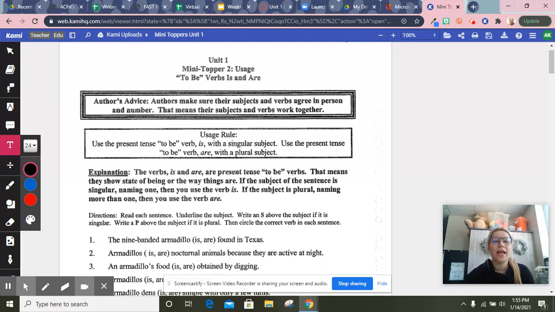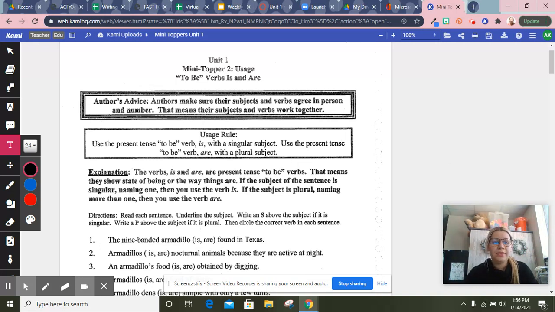So the first thing is usage. To be verbs. Verbs is and are. The author's advice is authors make sure their subjects and verbs agree in person and number. This means that their subjects and verbs work together. So use the present tense to be verb is for singular, and present tense to be verb are for plural. If your subject is singular, so only one, you use is. If it's more than one, you use are. For be verbs, there's am, is, are, was, were.